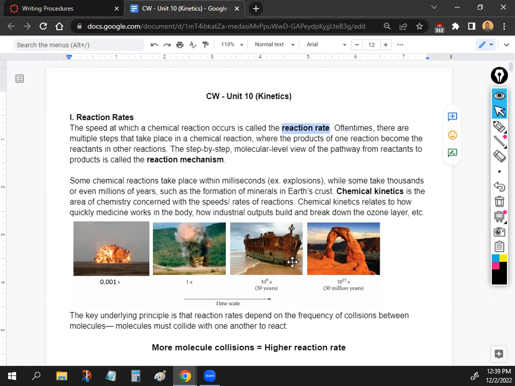Erosion is not a reaction. It's the weathering. It's a physical change. But as erosion takes place, some chemical reactions do take place as well, as some of the minerals underneath the surface are exposed. They'll react with water and with air and things like that.